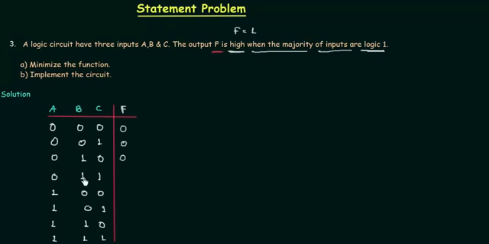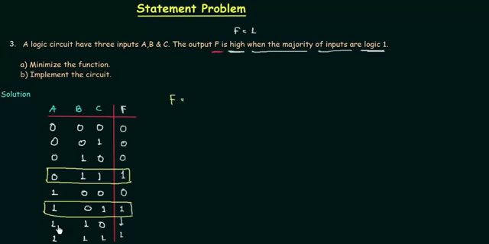For the fourth case, B is 1 and C is 1, so function F is 1. For the fifth case, again function is 0. And for the last 3 cases, the function is 1 because the number of ones is more as compared to the number of zeros in the input bit stream. We are going to use the truth table to find out the function F. We only have to consider the cases when the function is high. So we have 4 such cases and thus we will have 4 min terms.